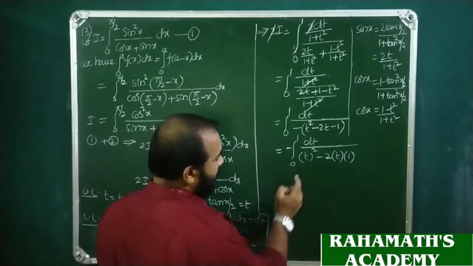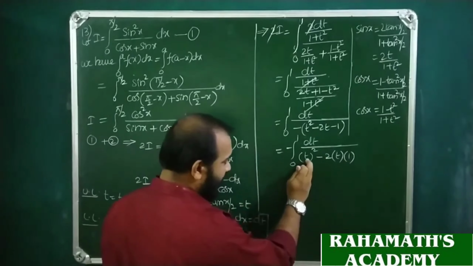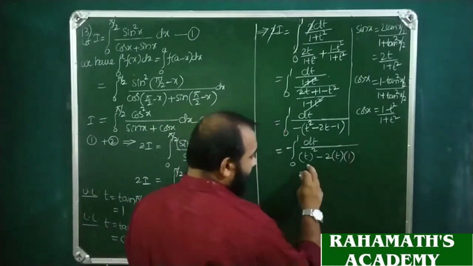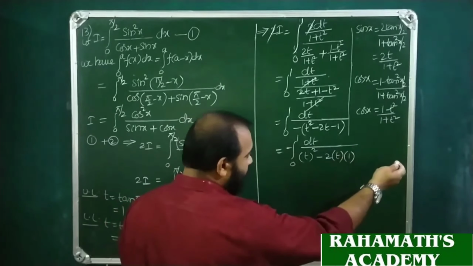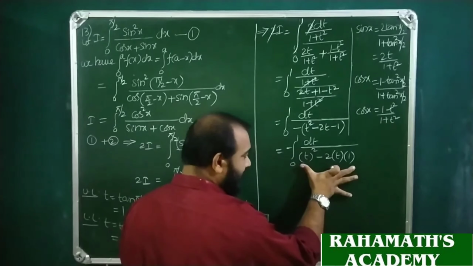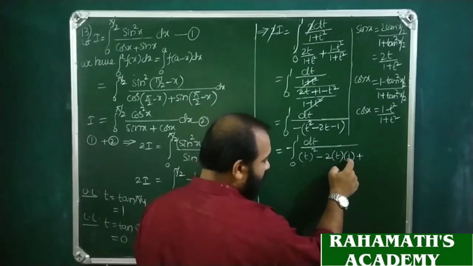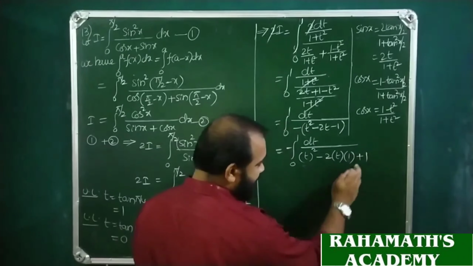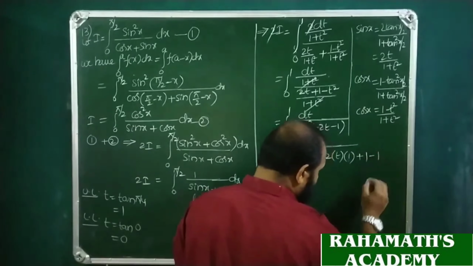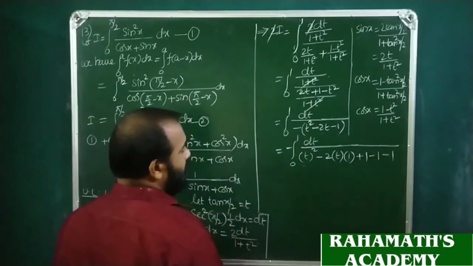T square, t whole square I have written. So 2t is 2 into t into 1. So this is of the form a square minus 2ab plus b square. I want to make this into a minus b whole square, therefore I want the plus b square term. So b square is 1 square, 1. Since I have added plus 1, I have to subtract 1 also. So minus 1 is as usual.